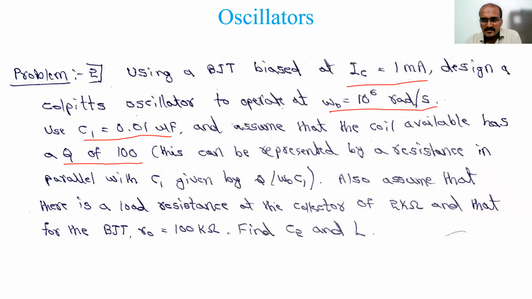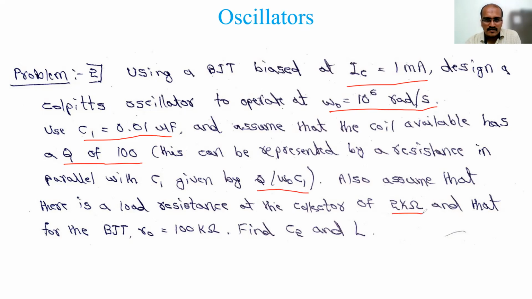This can be represented by a resistance in parallel with C1 given by Q by omega naught C1. So they have given you the resistance value. The quality factor is given as 1 by omega naught C R, right? So from that, R is given as Q by omega naught C1 with respect to the C1 capacitance. Also assume that there is a load resistance at the collector of 2 kilo ohm.